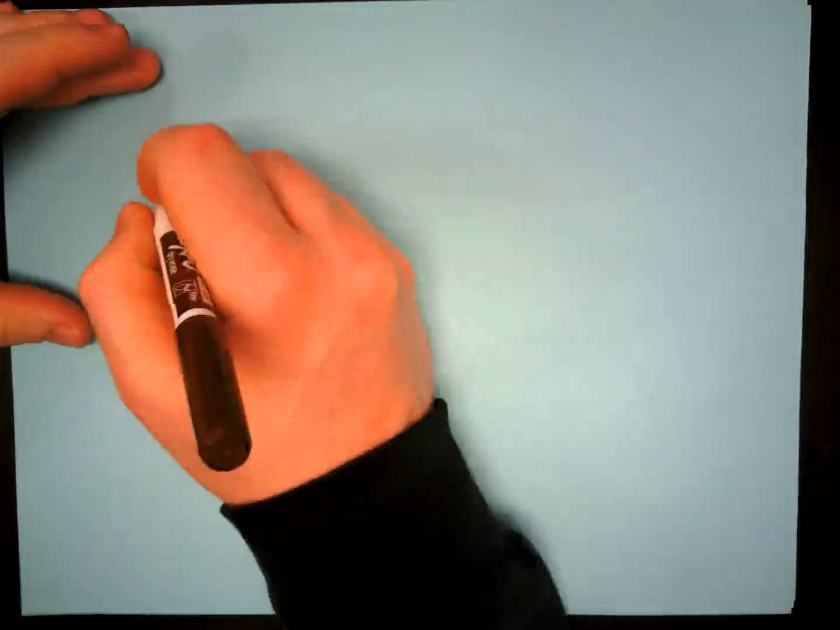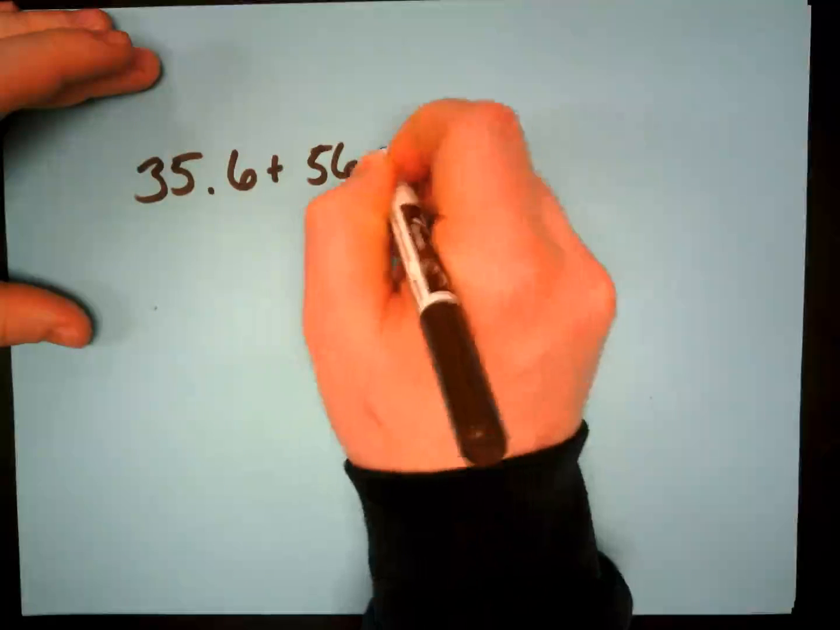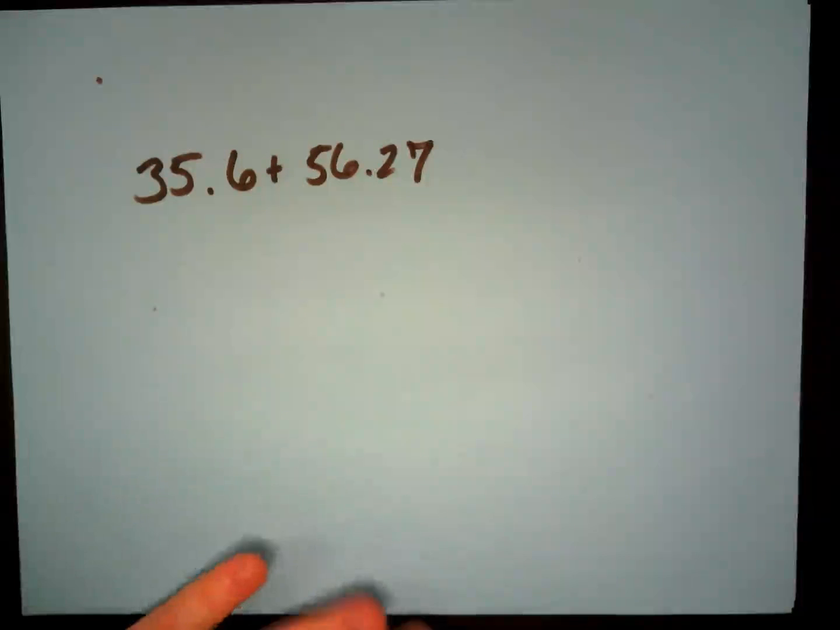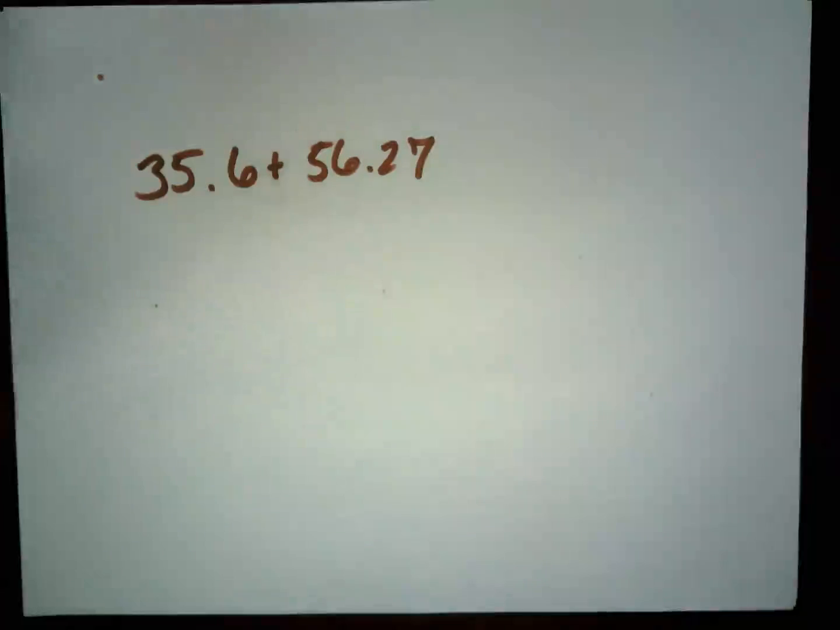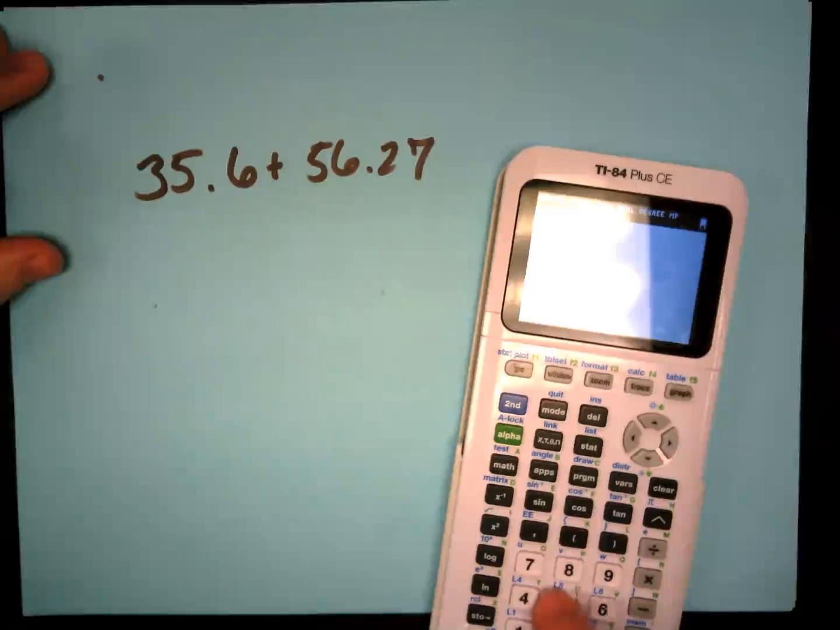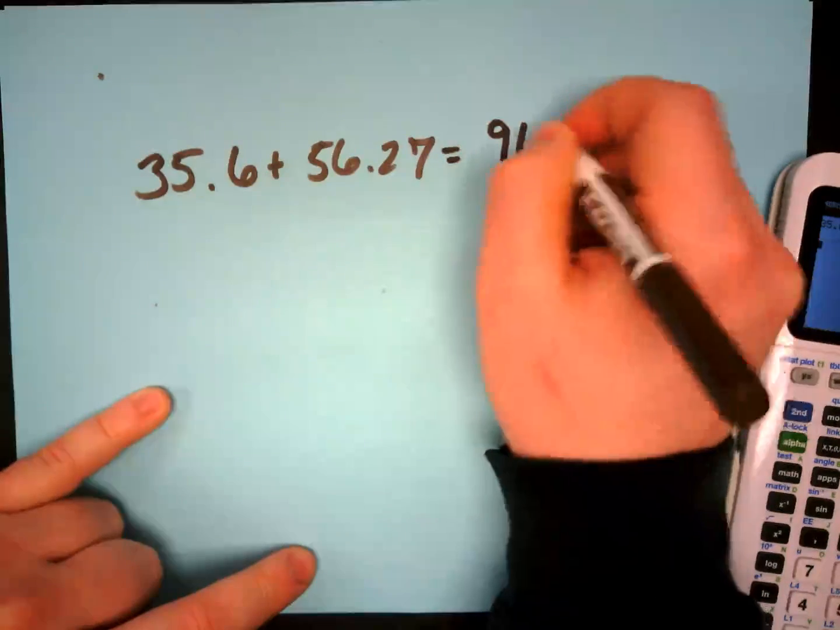So here's our first example. 35.6 plus 56.27. Okay, so more or less what we really care about when we're adding and subtracting is the number of decimal places. So when we have decimal places, we more or less just keep the lowest number of decimal places possible. So we add all that together, and what we get here is 91.87.